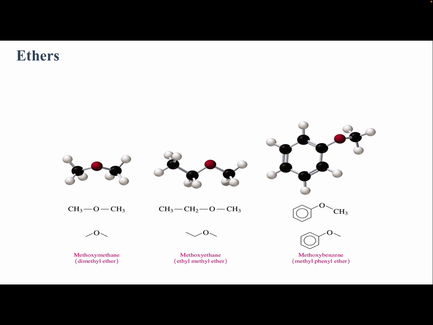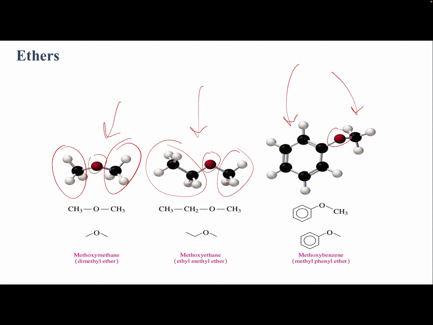So here are some ethers. You can see the oxygen in between some different things here. These are all alkyl. This one's alkyl and this is aromatic. We usually name these with the common name. The common name gives the alkyl names of the groups, and then we say the word ether. So this has a methyl and a methyl, so we would say dimethyl ether. This has an ethyl and a methyl, so ethyl methyl ether. Or a methyl and a phenyl, methyl phenyl ether, alphabetically of course.